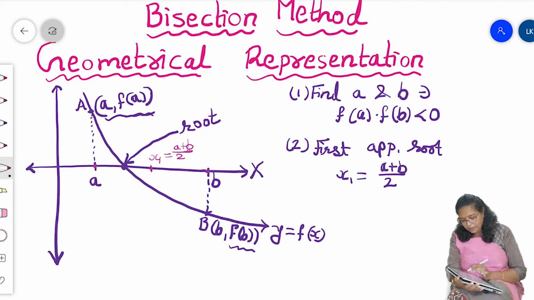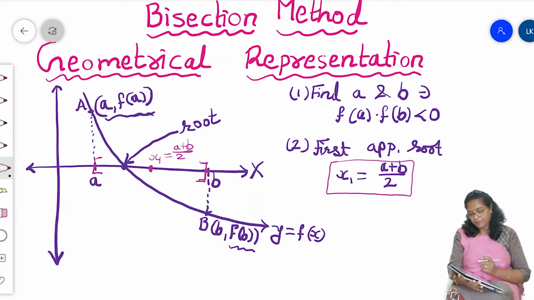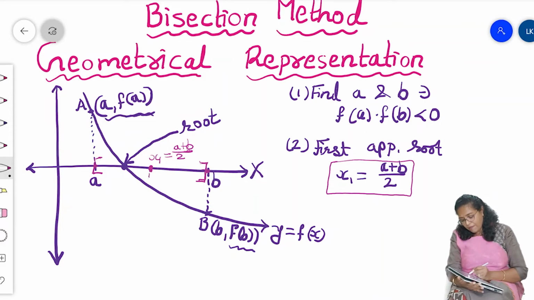Originally our interval is a to b. Now, if we find the first approximate root, that is (a plus b) divided by 2, it is the midpoint of the interval a to b. Now find f(x1). Third step, find f(x1).